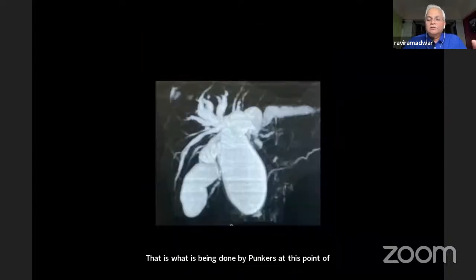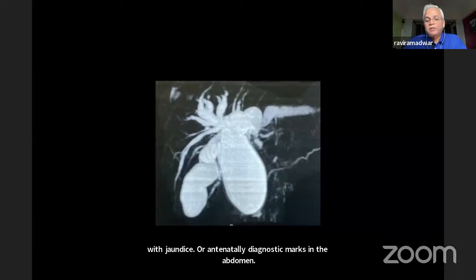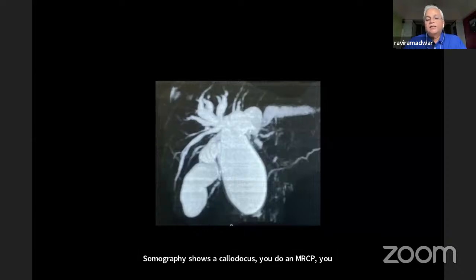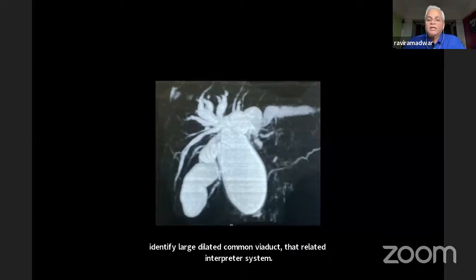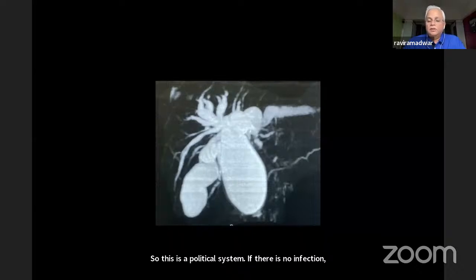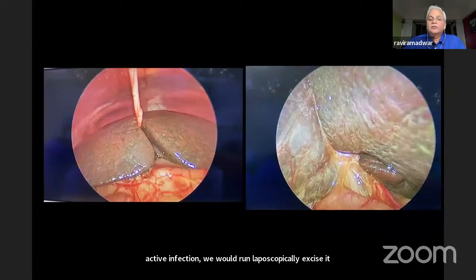Child with jaundice or antenatally diagnosed cystic mass in the abdomen. Sonography shows a choledochal cyst. You do an MRCP. You identify a large dilated common bile duct, dilated intrahepatic biliary system. So this is a choledochal cyst. If there is no active infection, we would go in laparoscopically, excise it, and do an enteral anastomosis after excising the gallbladder and the biliary tree. But the important thing to remember is that the pancreatic duct needs to be taken care of.